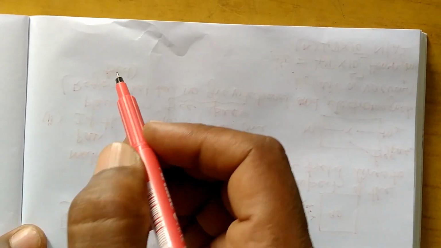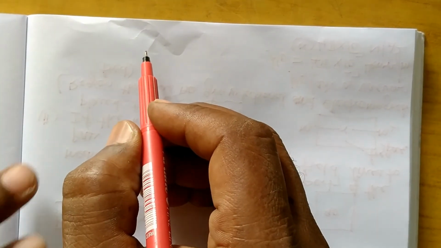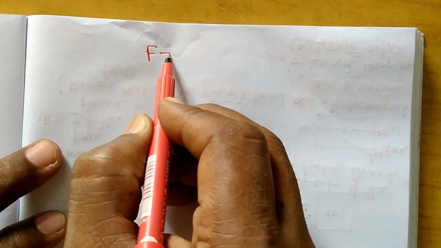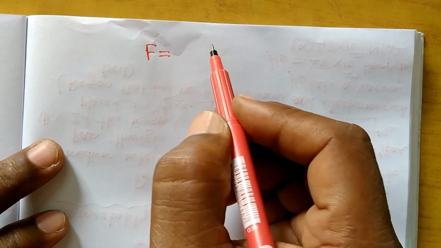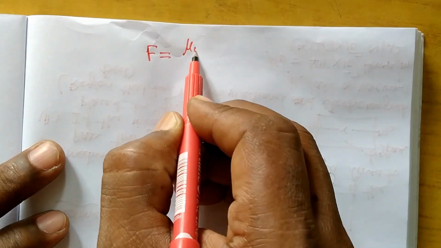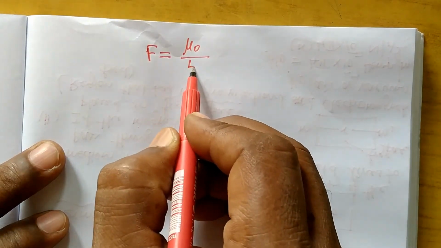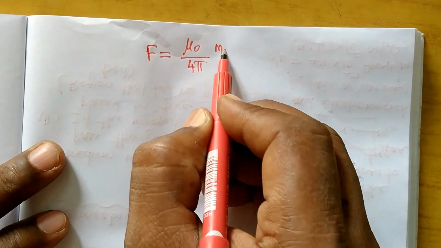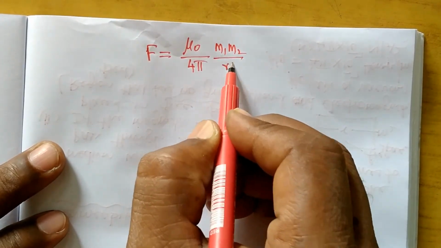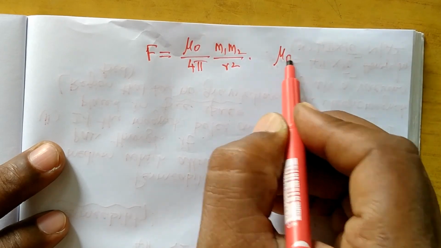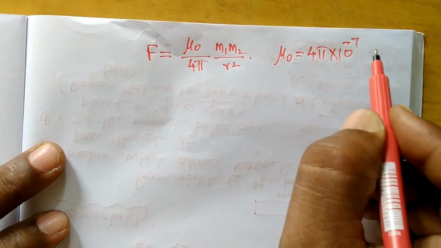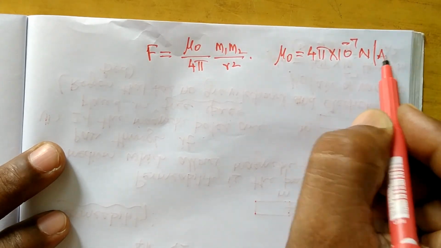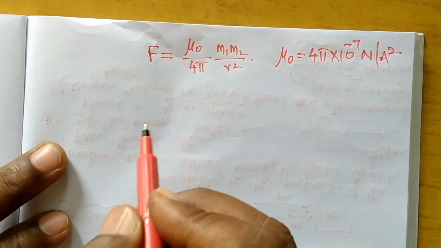Therefore, from Coulomb's inverse square law, we conclude that the force of attraction or repulsion between two magnetic poles placed in free space is given by F is equal to mu naught by 4 pi m1 m2 by r square, where mu naught value is 4 pi into 10 to the power of minus 7 Newton per ampere square.